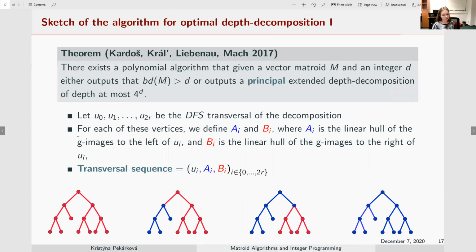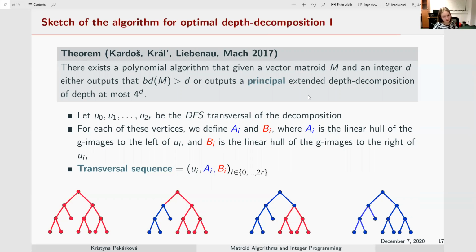And now let me mention how it goes. The starting point of our algorithm, which, given a matroid M and an integer D, either says that the branch depth is more than D or outputs a decomposition of depth at most D, is this approximation algorithm by Kadosh, Král, Libenau, and Mark from 2017. It gets a matroid and an integer and either says that the branch depth is larger than this D or outputs a principal extended decomposition such that its depth is at most 4 to the D. This is the starting point because, based on the information we obtain from the decomposition of this algorithm, we iteratively construct the optimal decomposition, or the decomposition of depth at most D, in a dynamic programming way.